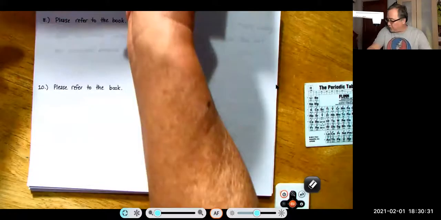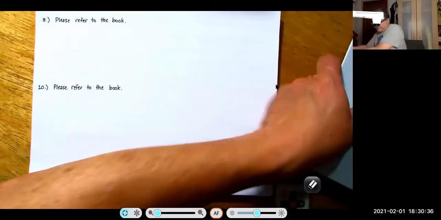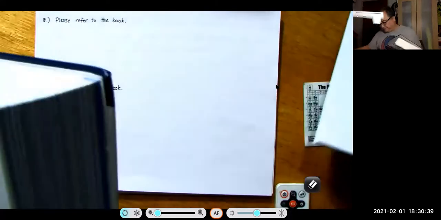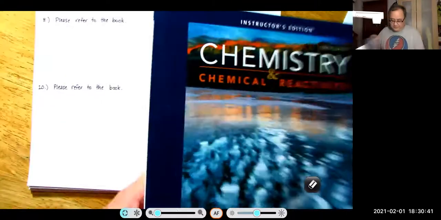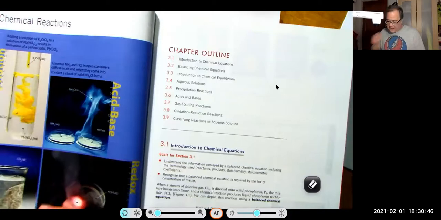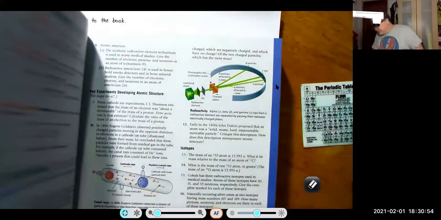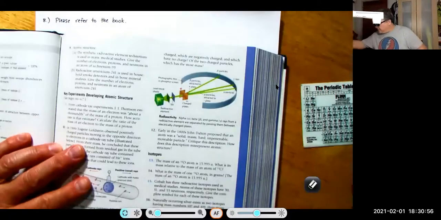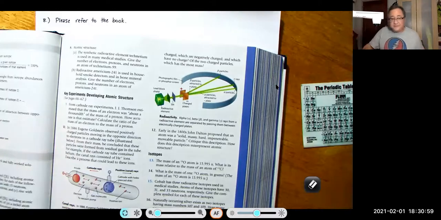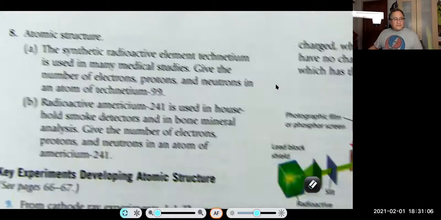Number 8 says, please refer to the book. So I'm going to take out my book, page 107. We'll take a look at that. I'm going to zoom in on this a little bit. Let's see if I can find my remote. Here it is. So there's number 8.